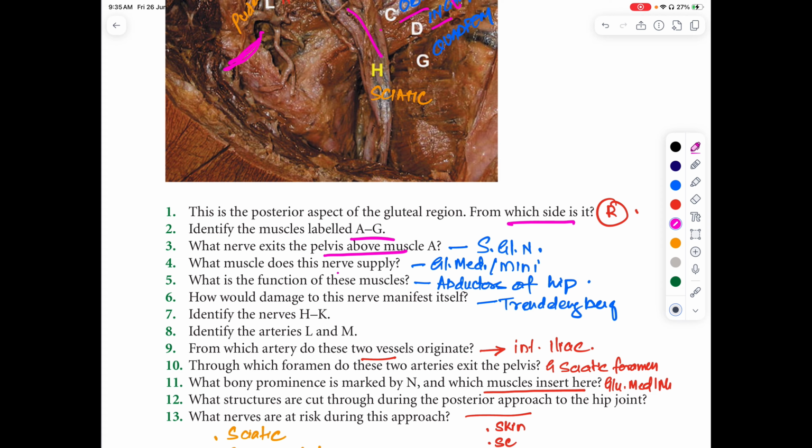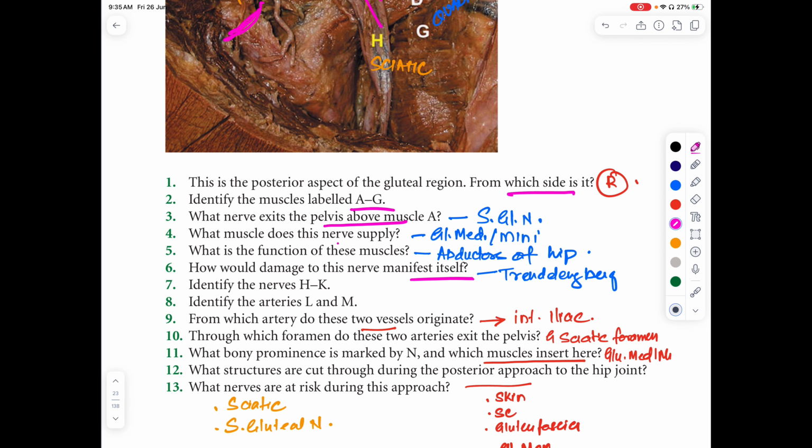Next, H to K, identify the sciatic nerve, pudendal nerve, superior gluteal, and all that. Arteries L and M: superior and inferior gluteal arteries. From which artery do these two vessels arise? The superior and inferior gluteal arteries are branches of the internal iliac artery, and the two arteries exit through the greater sciatic foramen. The bony prominence marked N is the muscle inside gluteus medius and maximus.